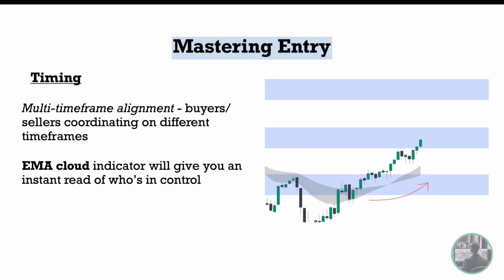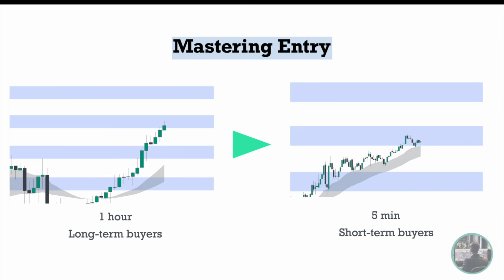Now, the cloud on its own is already a powerful filter, but one time frame isn't enough because the market exists on multiple time frames at once, and they don't always agree. So what we want is the higher time frame and the lower time frame pointing in the same direction, specifically the 1 hour and the 5 minute. If the 1 hour is sloping down, then that tells us that long-term sellers are in control at the moment.